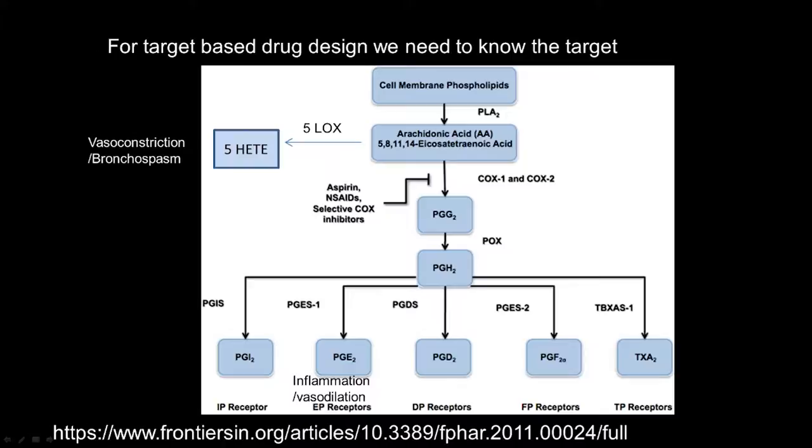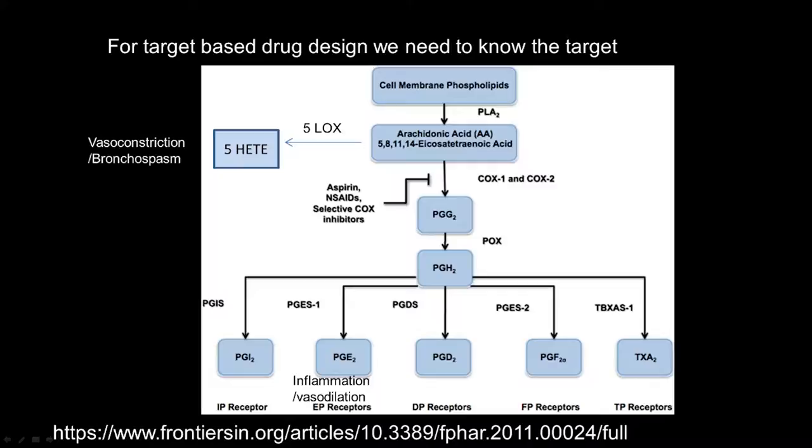Once AA is formed, there are some enzymes like cyclooxygenase 1 and cyclooxygenase 2, which convert the arachidonic acid into PGH2. That is PGH2 here. And this PGH2 is acted upon by a large number of enzymes, prostaglandin E synthase, that's this one, which converts the PGH2 into PGE2. So this is how the inflammation progresses: inflammation, vasodilation, and so on.